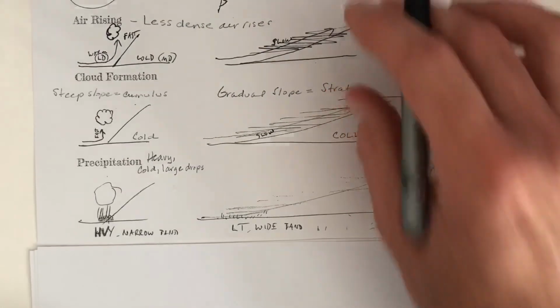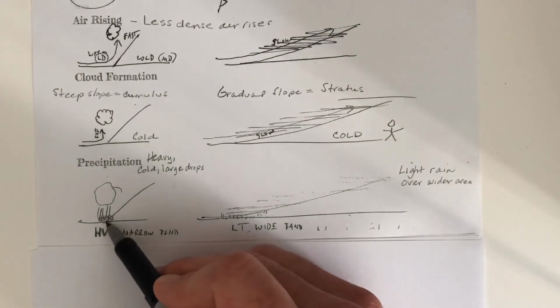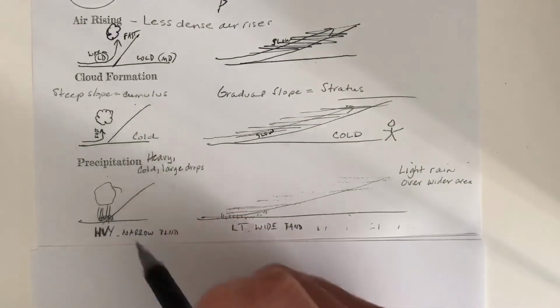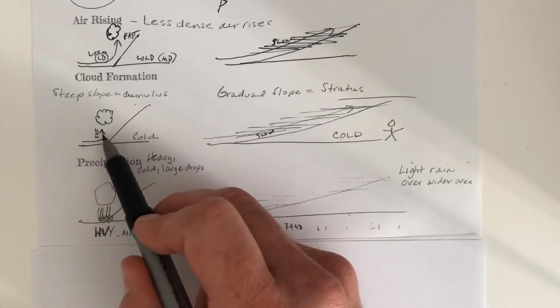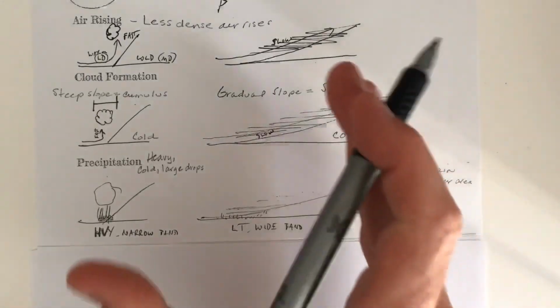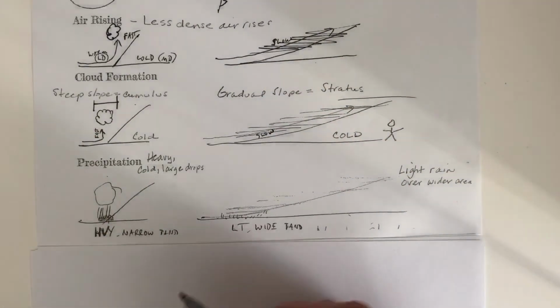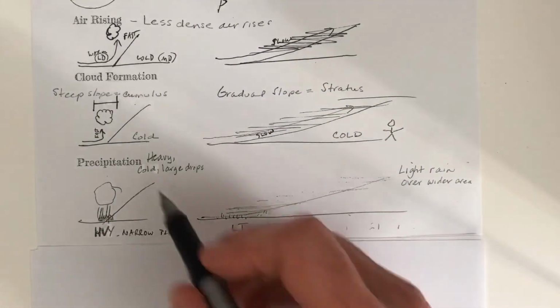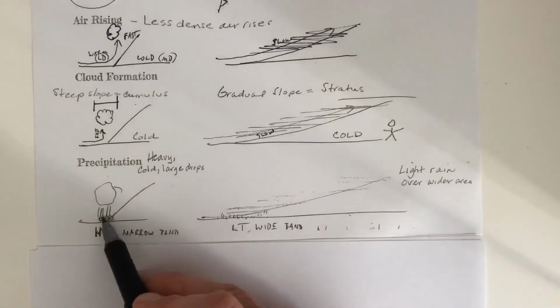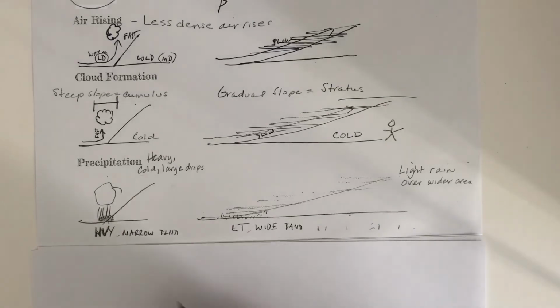Last but not least, precipitation. If I have a steep slope to my front and the air is going up fast, all that moisture, let's go back to this picture, all the moisture gets trapped in a narrow area. So all that moisture is focused right in. So when it forms drops, they're really big drops. They're really cold and they're going to fall really fast. So when it's a steep slope, all that moisture is trapped together into a heavy, narrow band of rain.